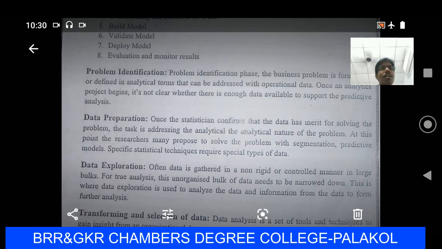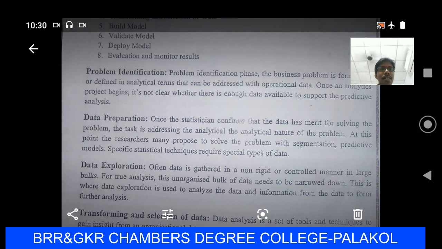In that particular organization or business firm, once the statistician confirms that data has merit for solving the problem, that means there is a necessary input. Regarding that problem, you have to collect the data. This is the major merit for solving that problem. Then the task is addressing the analytical nature of the problem.